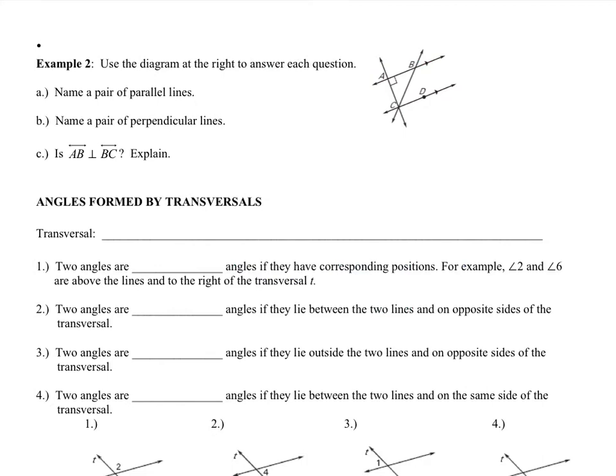Now, example 2, use a diagram at the right to answer each question. Name a pair of parallel lines. These little arrows here represent that line AB and line CD are parallel to each other. So we can write AB is parallel to CD. And part B, it asks you to name a pair of perpendicular lines. Well, we need to look for the perpendicular symbol here.